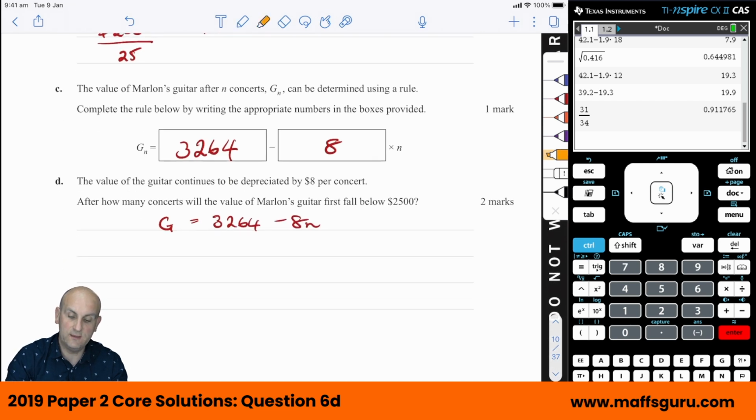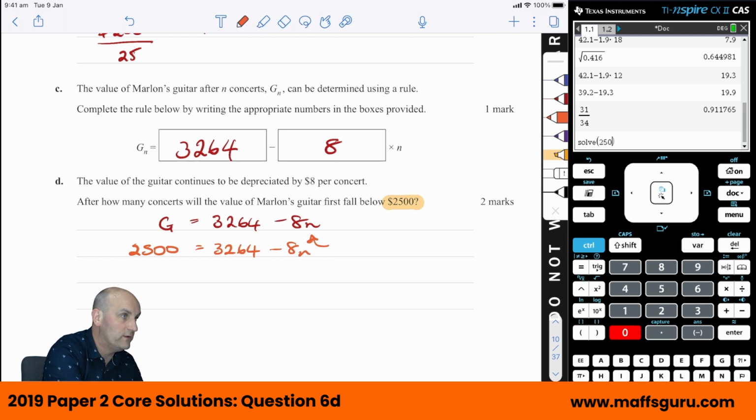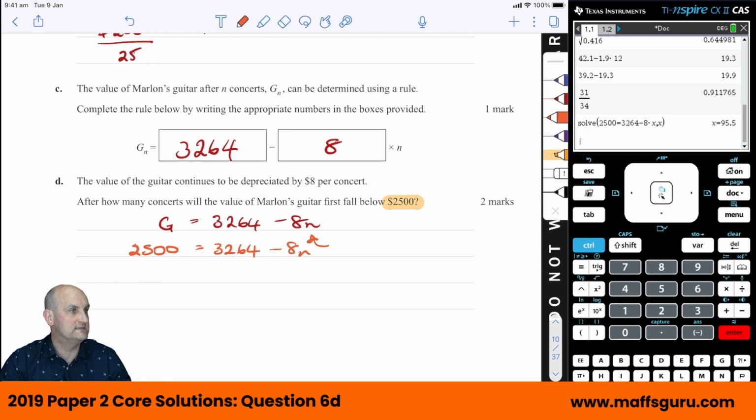All right, so because we want it to fall below 2,500, I always make this 2,500. That's the value, and we want to find how many performances N will give that. So 3,264 minus 8N. Let's do it on a calculator in the way you will probably do it. You put solve into your calculator: 2500 equals 3,264 minus 8x. I'm not going to use N because x is easy here.